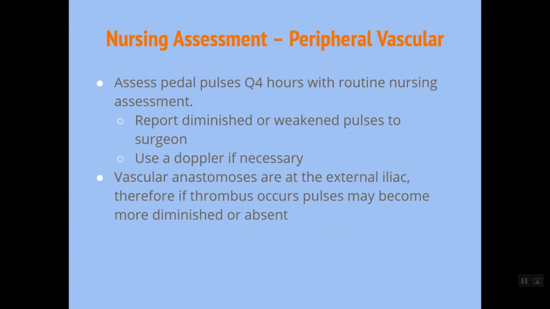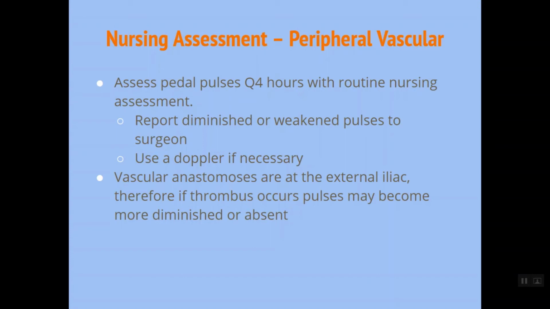Peripheral vascular system. With your nursing assessment of these patients, as we've learned, whenever a patient gets a kidney transplant, they are also going to have the renal artery and vein transplanted with it, and that is going to be connected to the patient's external iliac artery and vein. So whenever you are assessing your patient, you want to make sure to assess pedal pulses at least every 4 hours with your routine nursing assessment. You want to report any diminished or weakened pulses to the surgeon. Use a Doppler if necessary.